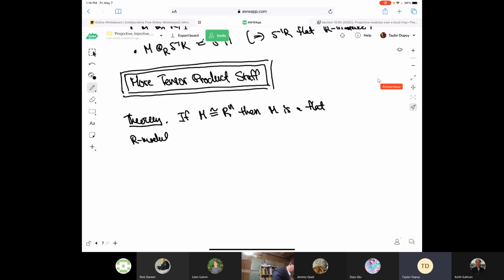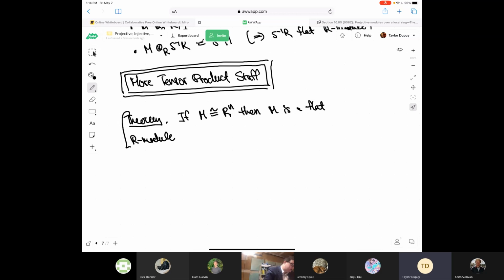Okay, so what is flat? Let me remind you what flat means again. Flat means that after tensoring up, it takes injections to injections. That's all you need to know about flatness. So for the tensor product, you get the surjection part for free because it's a left adjoint, and then you need to check injections.